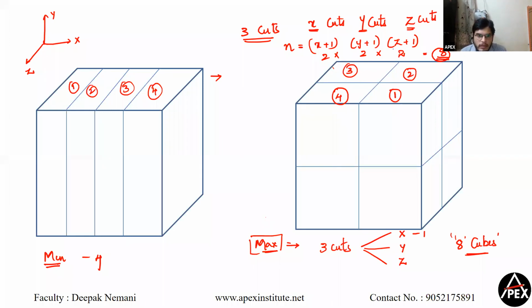Clear? So, sir, in second cube, where is Z cut? See, this is which direction? Z, isn't it? Yes. This is Y and this is X. Clear? This formula is for identical parts. Yes, identical cubes.